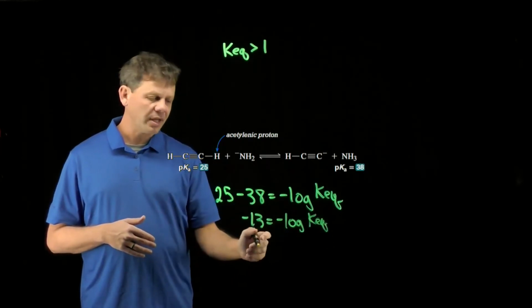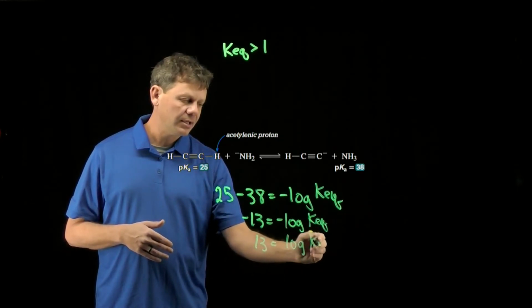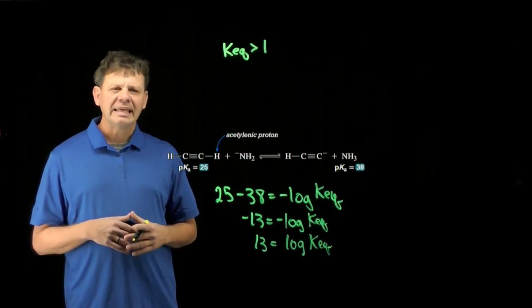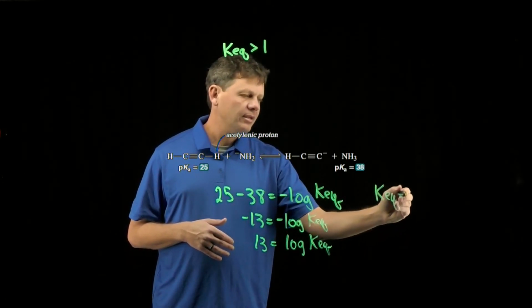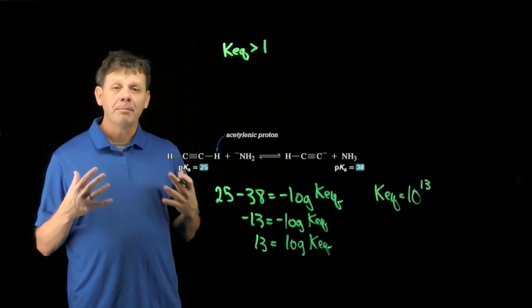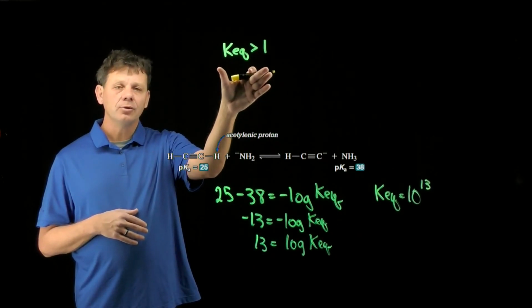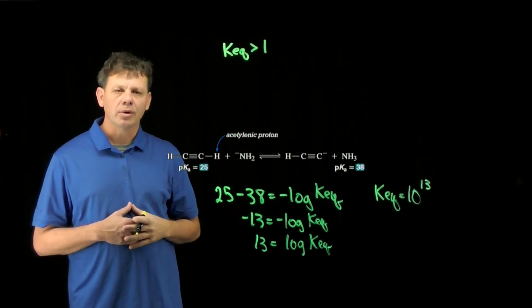We can divide both sides by negative 1, so that 13 equals the log of KEQ. By taking 10 to both sides, we get a value where KEQ is 10 to the 13th. This matches our prediction of KEQ being greater than 1 based on the fact that acetylene is the more acidic compound.